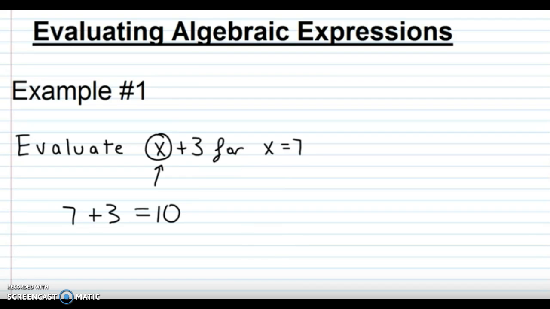So you have to pay close attention here because I'm going to tell you something that's really important. The value of this algebraic expression is not 10. It's 10 when you let x equal 7. But if we were to say let x equal, let's say 9, well, I'd be plugging a 9 in for x and I get 9 plus 3 and that equals 12. So you see that the value of this algebraic expression changes as we change the value for the variable. So that's an important concept.